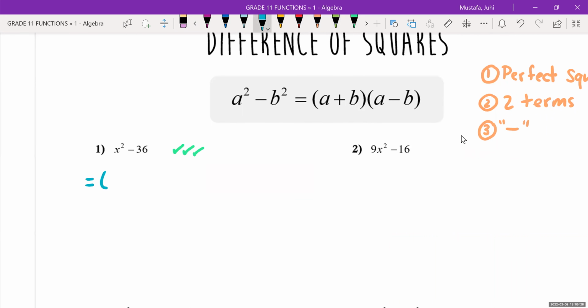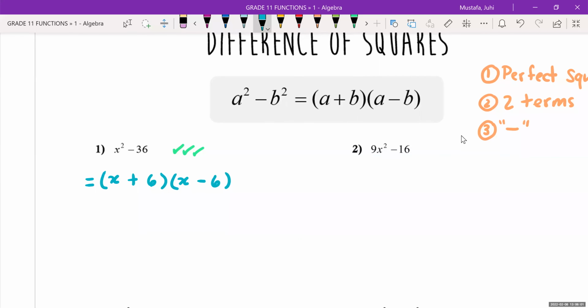And to factor this, all I'm going to do is look at the first term and take the square root of it. So the square root of x squared is just an x and an x. I take the second term and take the square root of it. It's going to give me a 6 and a 6. I don't need to do the double smiley or anything. I know one of them has to be a positive and the other one has to be a negative. And that's it.